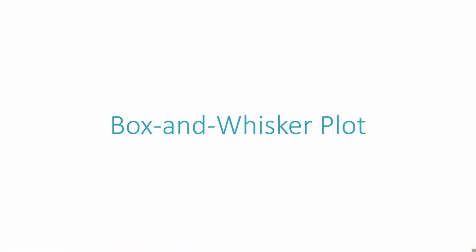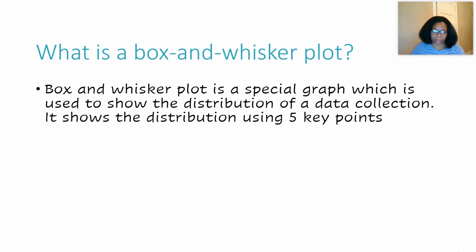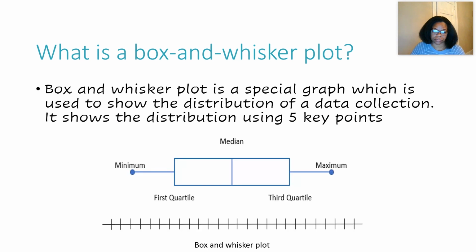Box and whisker plot. What is a box and whisker plot? A box and whisker plot is a special graph which is used to show the distribution of a data collection. It shows the distribution using 5 key points. Those points are the minimum, the first quartile, the median, the third quartile, and the maximum. Sometimes the median is called the second quartile.